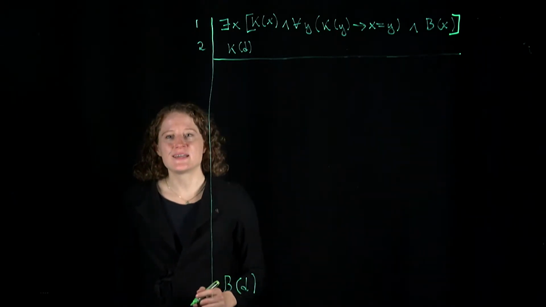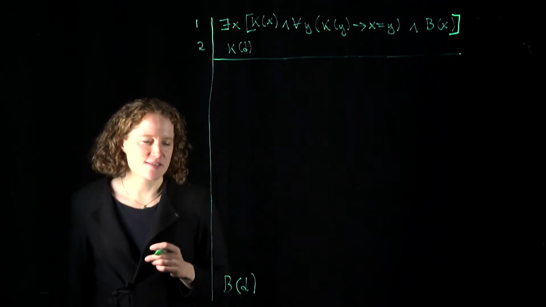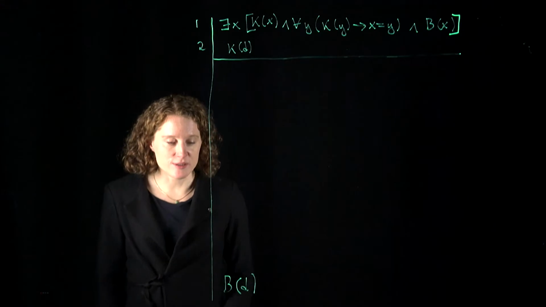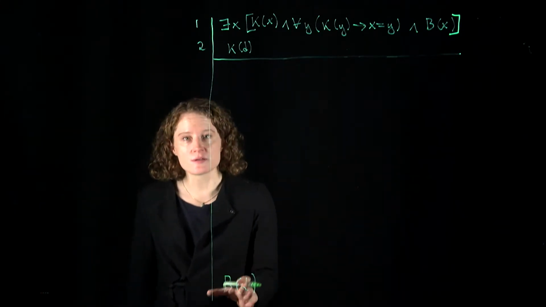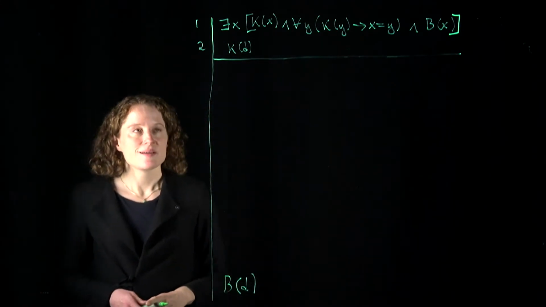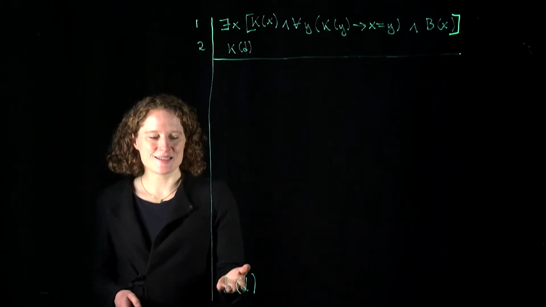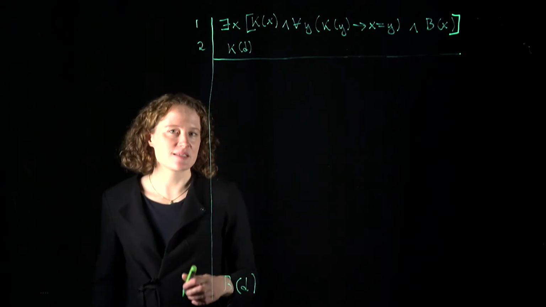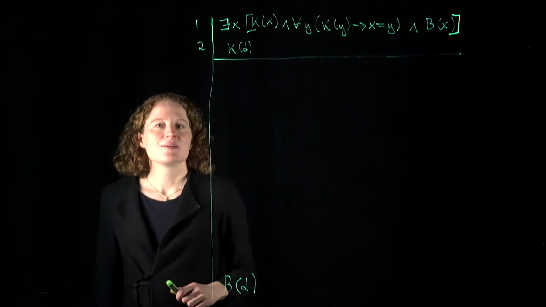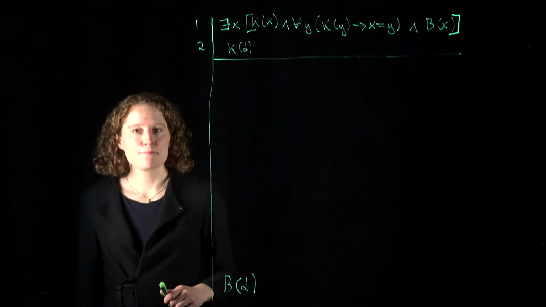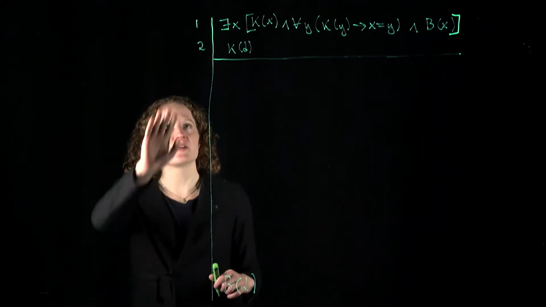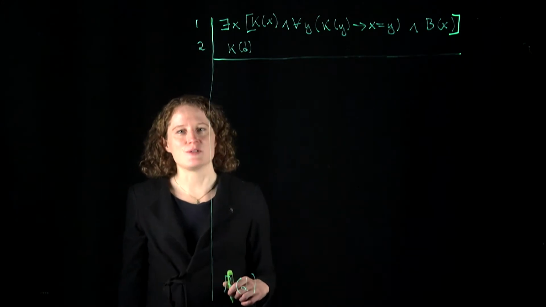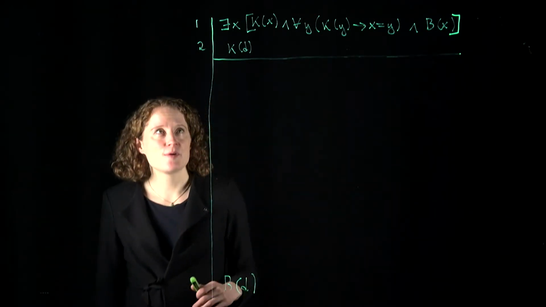Now, how can we do that? Let's reflect on our strategies. Backward planning suggests look at your conclusion, identify the main connective, and use the corresponding introduction rule. That doesn't work in this case simply because our conclusion here doesn't have any connectives. It's an atomic sentence. So let's move on to forward planning. Forward planning suggests look at your premises and use the corresponding elimination rule. And that's what I'm going to do here.